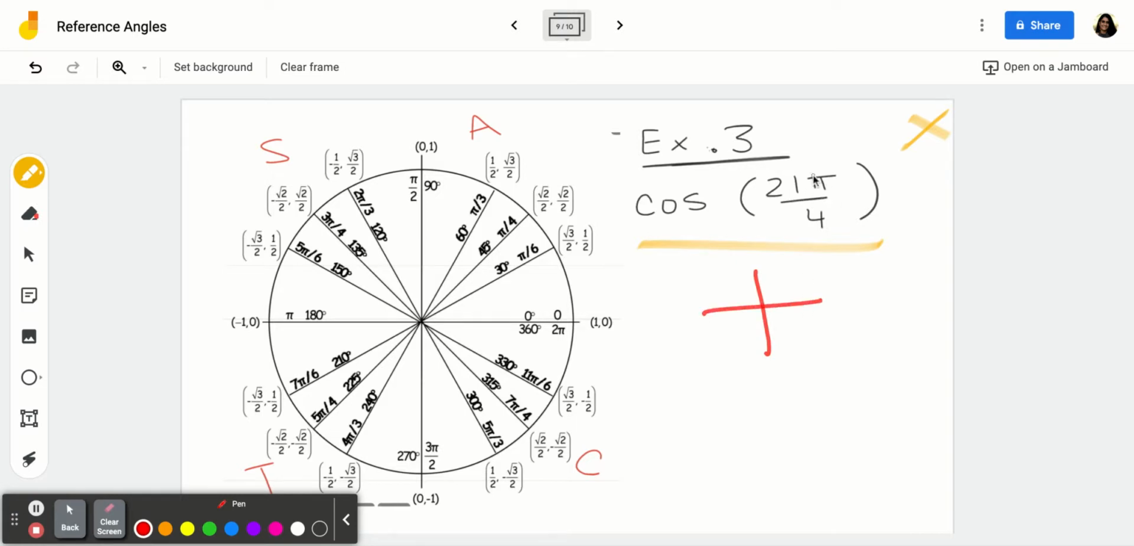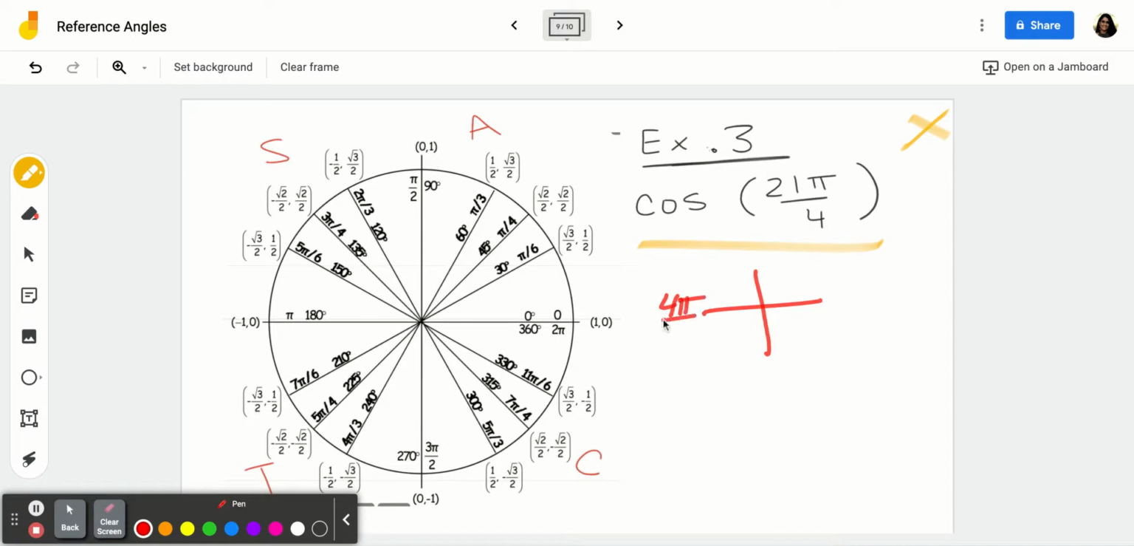So you could convert this to degrees. Pi over 4 is 45, 21 45s. I'm always going to challenge you to not try it that way, but rather just start thinking in radians. So I don't know how many degrees this is. Sure, I could easily figure it out, but instead I'm going to start counting in radians. I'm going the positive way.